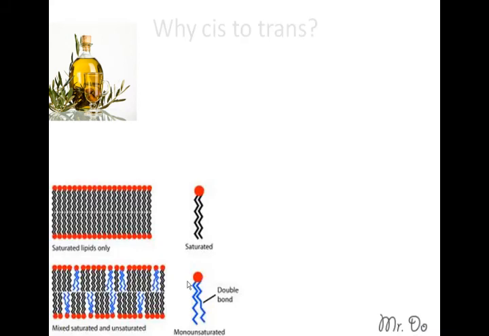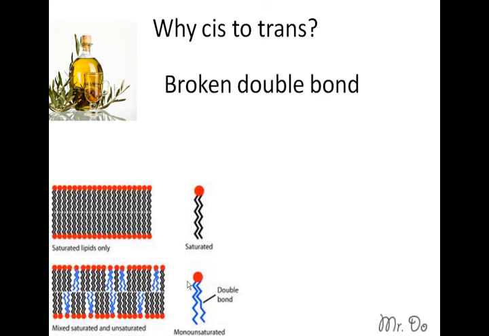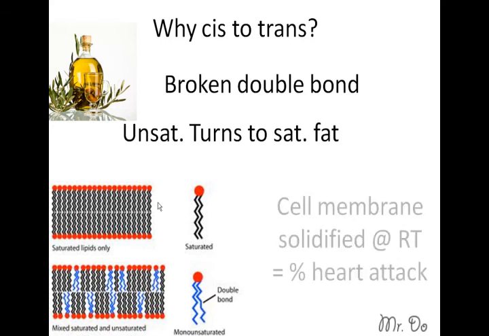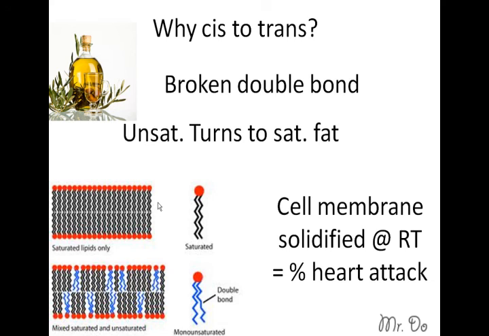Now let's learn how and why. What happens is the double bond gets broken up in the unsaturated fat. So then it turns into saturated fat, which is back into the form that easily solidifies at room temperature. In your cell membrane, composed of lipids, if you have consumed too much saturated fat, it will easily solidify at room temperature, which increases the chance of heart attack.